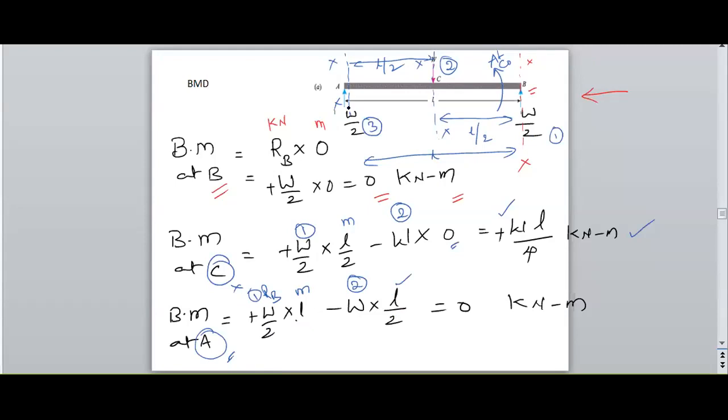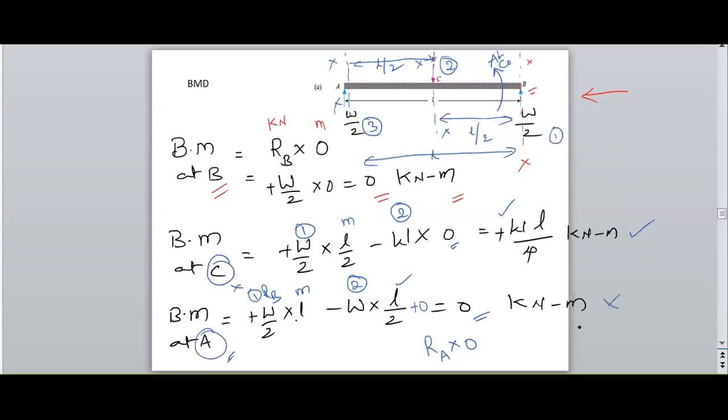And the third force is RA, and its distance is 0 because it is passing through A. It has no perpendicular distance. Therefore, it becomes again a 0. Therefore, the equation becomes again a 0.